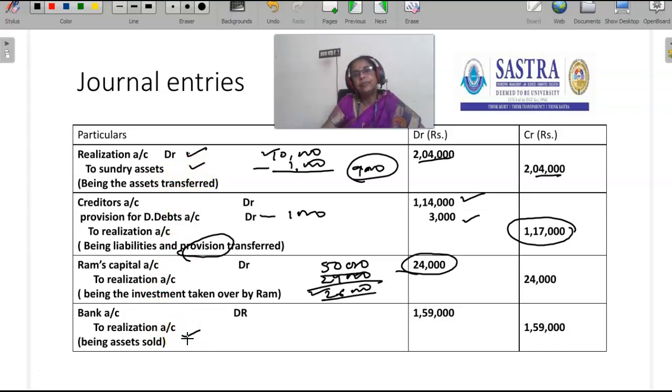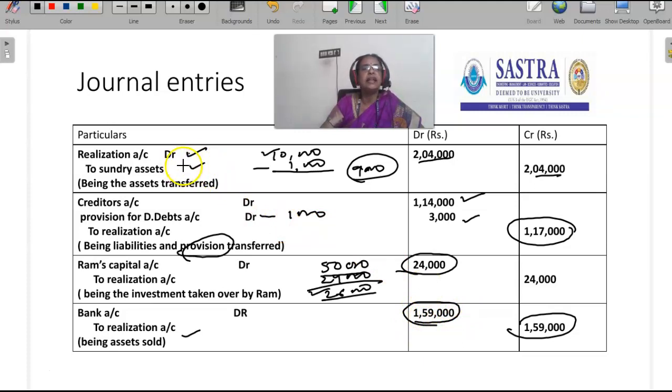In the coming classes we will see piecemeal distribution. Assets are not sold at once; it takes a long time. But here they sold them and realized the amount of 1,59,000. This 1,59,000 is used for settling the creditors, meeting the expenses, settling the partners' loan account and the final settlement of the partners. So they realized 1,59,000 out of the sale.